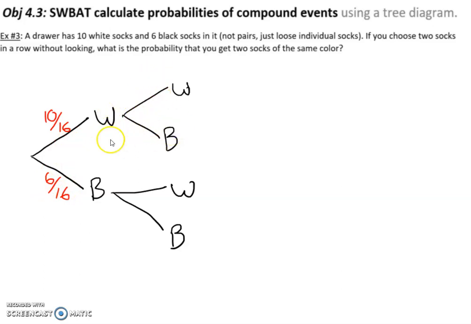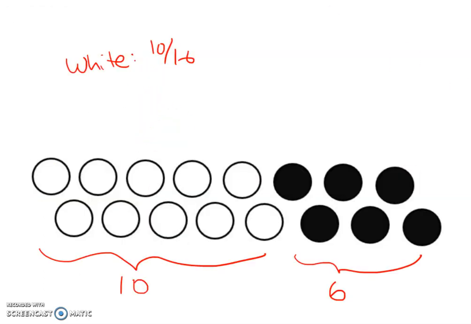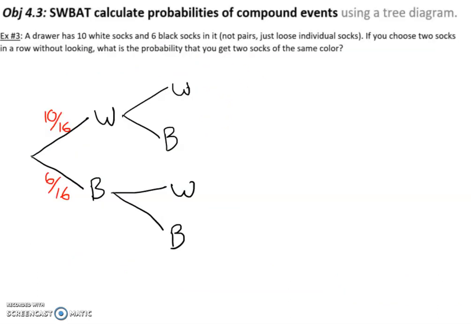Here's where this is going to get a little bit different. Once you have chosen a white sock, you have taken that sock out of the situation. The second sock, well, there's no longer 10 white socks, now there's 9. So now the second white sock is going to be 9 out of 15 instead of 10 out of 16. So I'm going to go back here and write these out. So this is going to be 9 out of 15. And if you just subtract 15 minus 9, that means there's 6 black socks left out of 15.